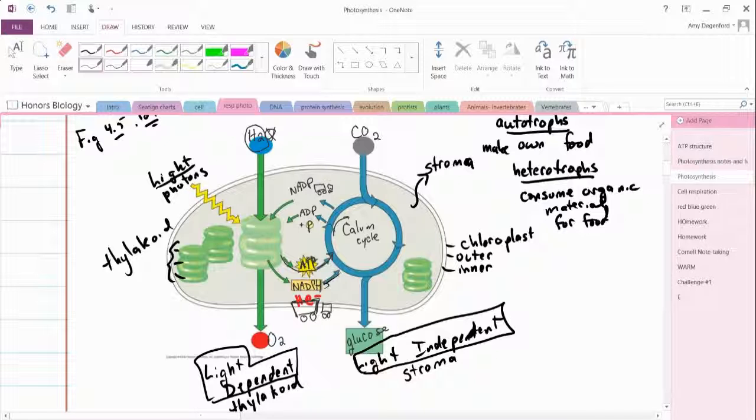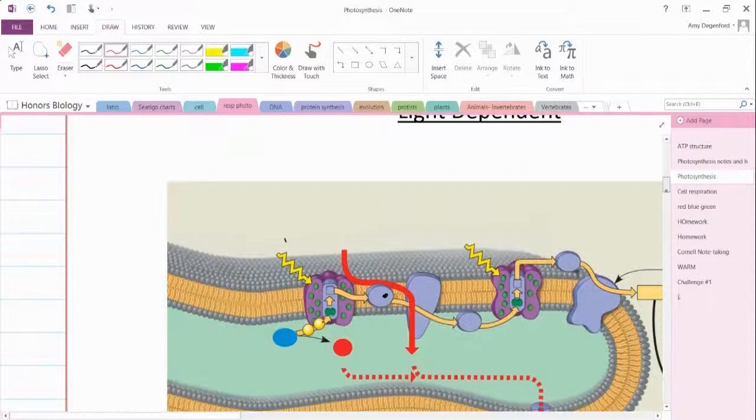So that gives you a nice little introduction. We've got our light dependent, and the light dependent is going to make oxygen, NADPH, and ATP as its products. The light independent is going to make glucose as its product. That's what we want to get from the light independent reaction.